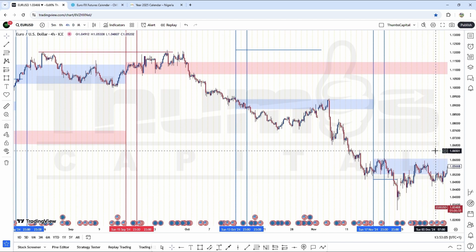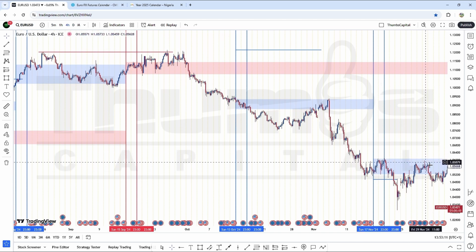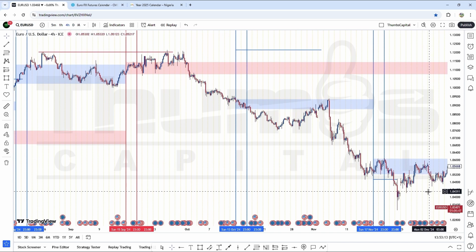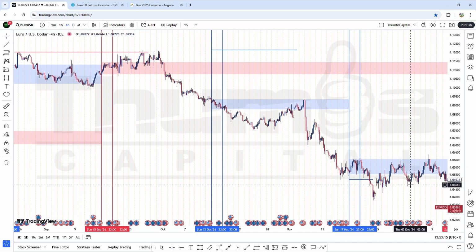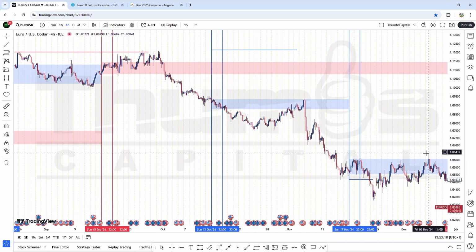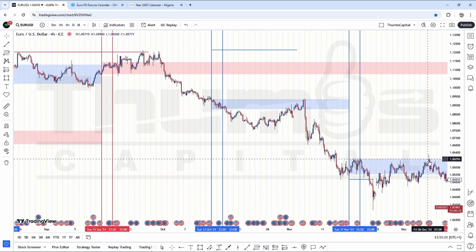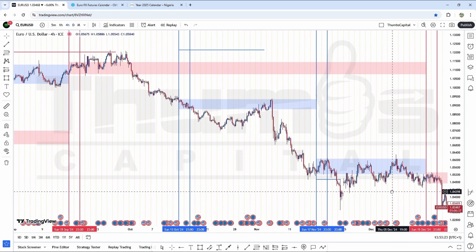They don't want it to go into negative before the end of that monthly contract. So we expected price to start heading down. That's exactly what happened. It headed down, came back into the control block, gave us a premium right here, and then rejected it and continued downwards.